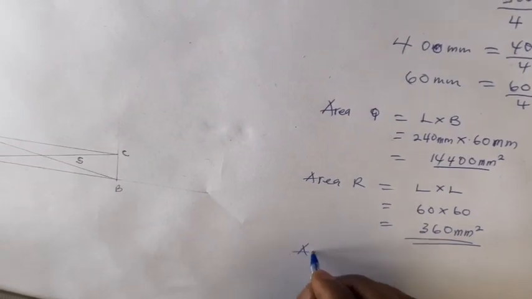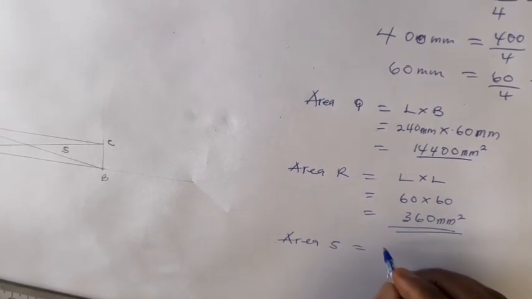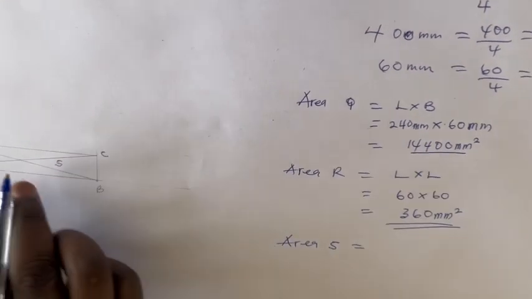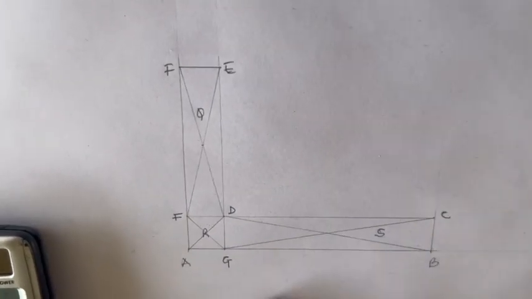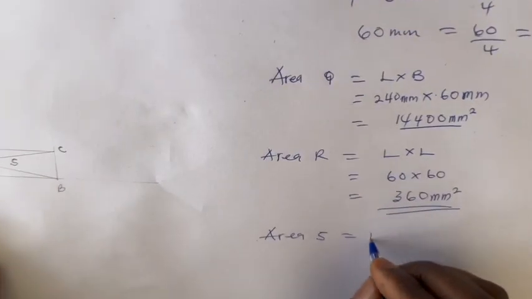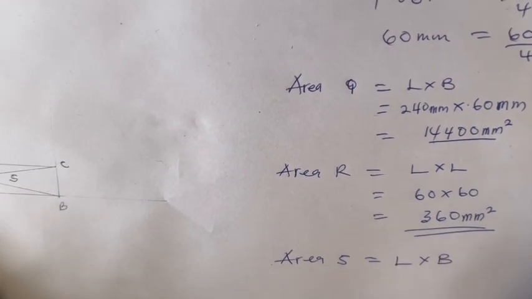Then we'll go to the next area, which is area S. So area S is going to give us, that is also a rectangle. So we are talking about this area. We are talking about this area, right? So area S is going to give us length times breadth.